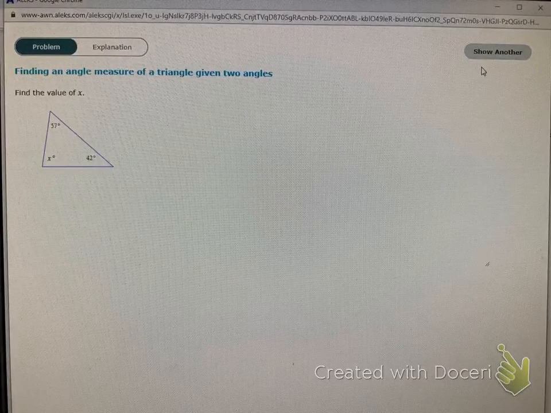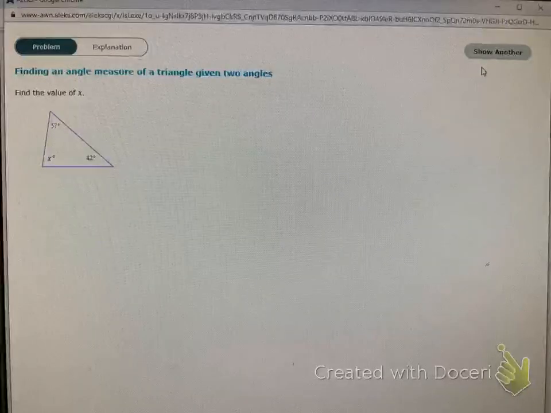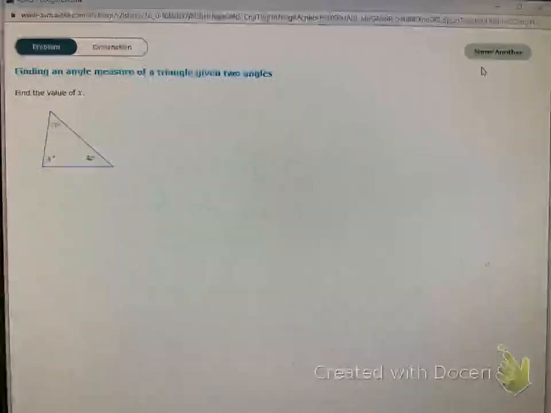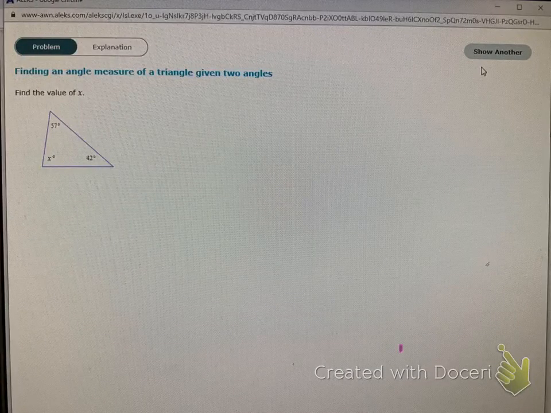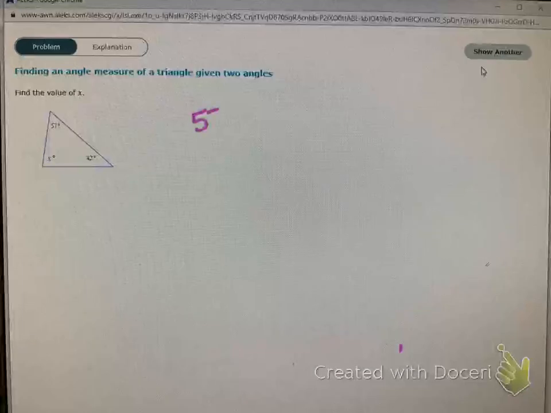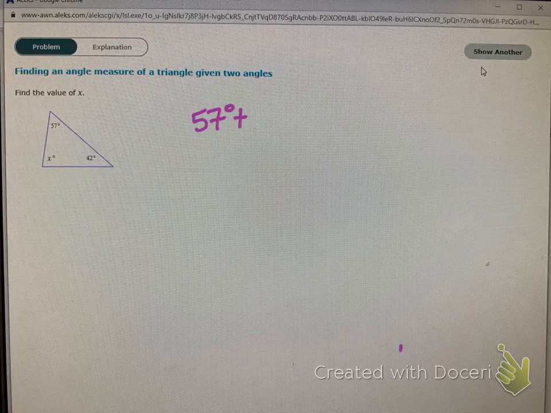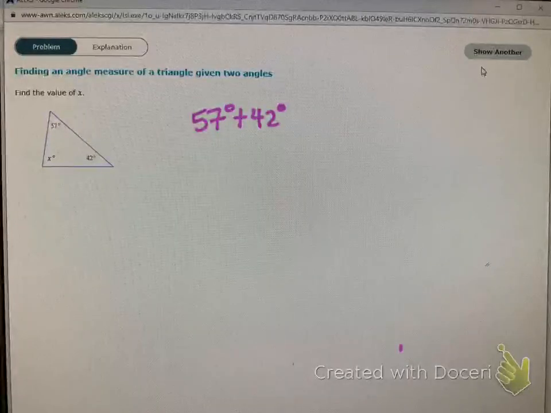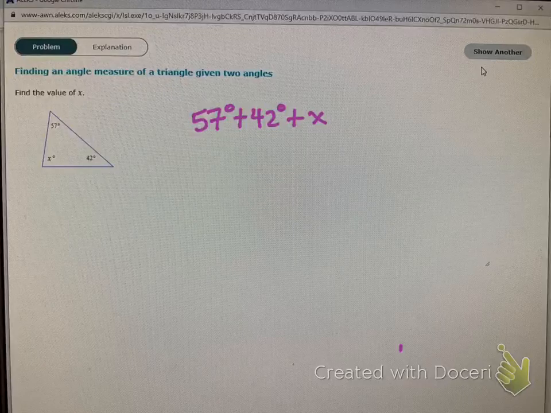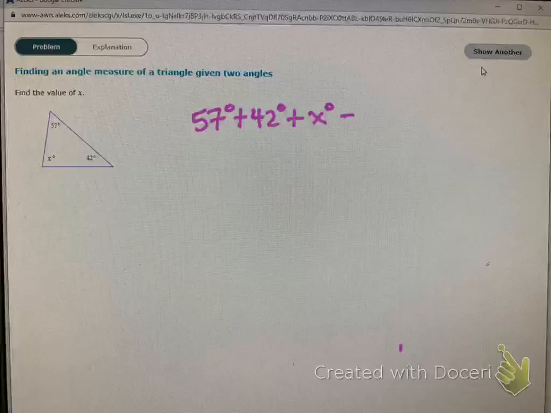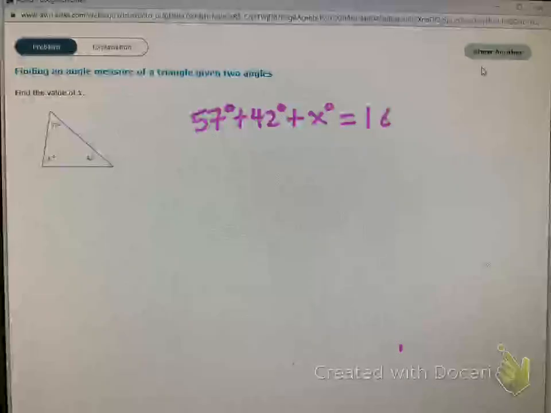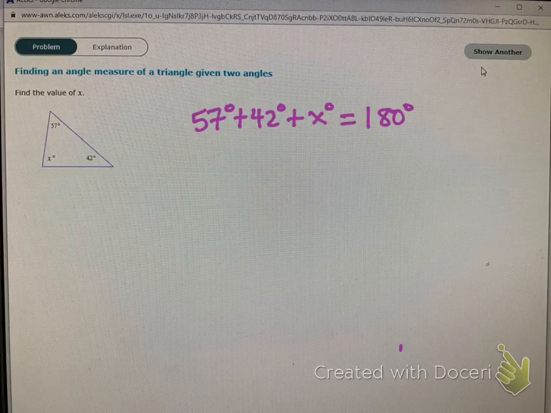Here we know that all the angles in a triangle add up to be 180 degrees. And so if I do 57 degrees plus 42 degrees plus the third one, which is the missing one, x degrees, those are going to add and be equal to 180 degrees.